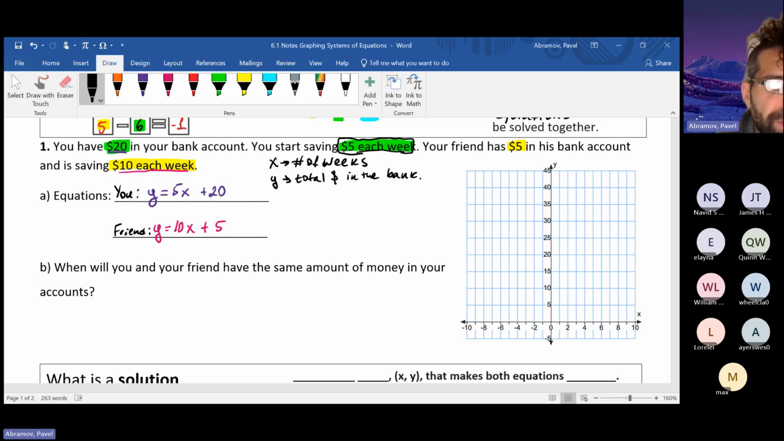Now, the second question is, when will you and your friend have the same amount of money in your accounts? That means that we need to find when both y's will have the same value. To do that, we can graph the equations. So notice that both equations are already in y equals mx plus b form.